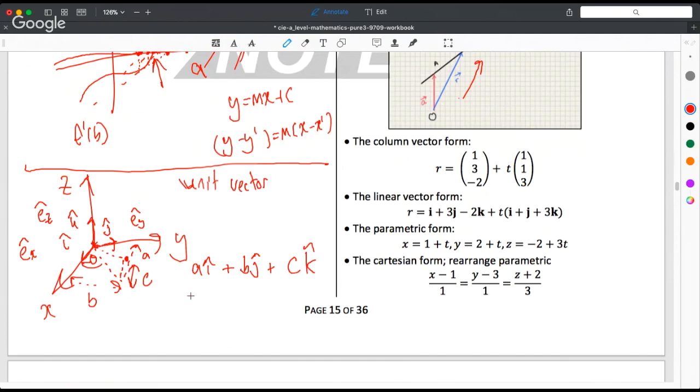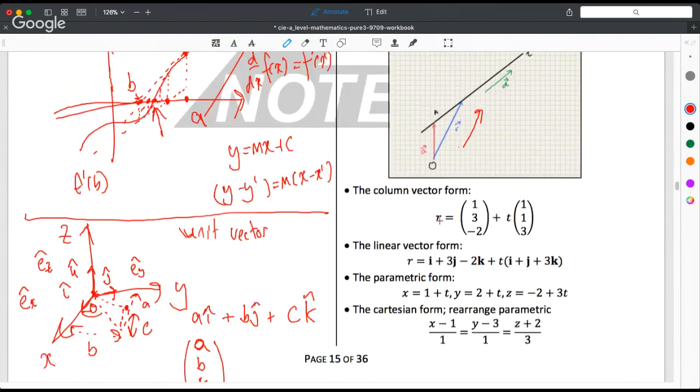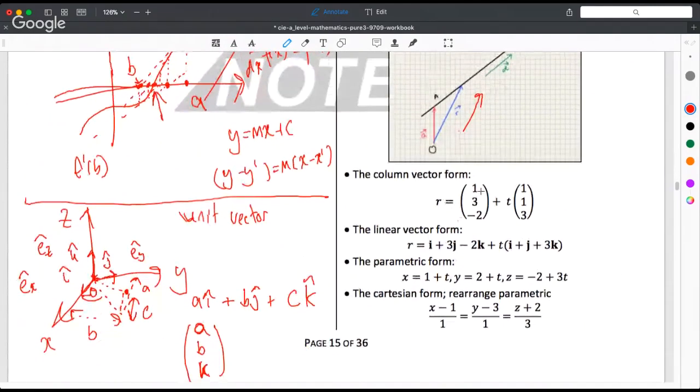I can also write this in a different form, as something called a column vector, and this means exactly the same thing. It's just a convenient way of writing things. I don't have to worry about all these silly unit vectors. So that's what is written here: some vector r equals (1, 3, -2) plus t times (1, 1, 3). This t is just a parameter which moves you along the line.